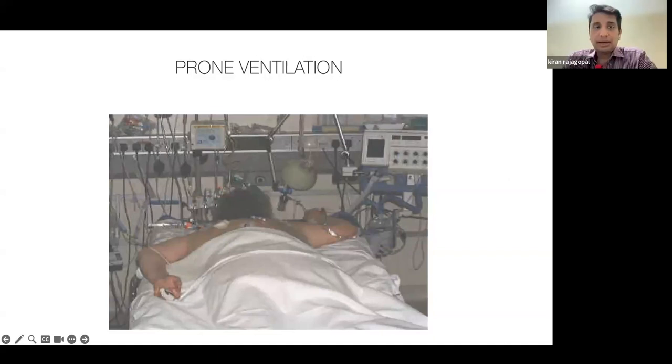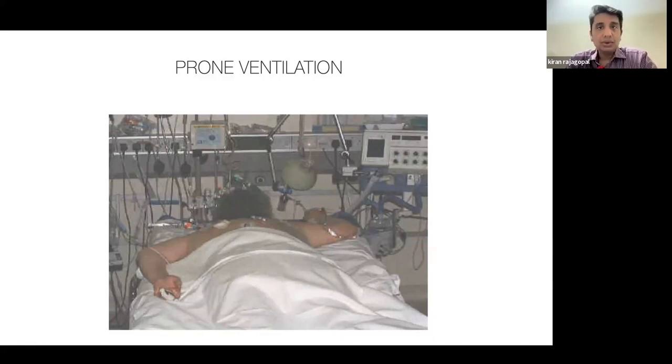You have to understand one fact. This prone ventilation is not a salvage therapy. It is not something which you try desperately at the end of all options. Okay, I have exhausted all my options, there is nothing left, okay, then maybe we will prone the patient. It's not like that. It is a treatment option. It is not a salvage option.